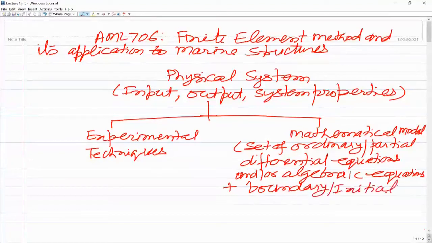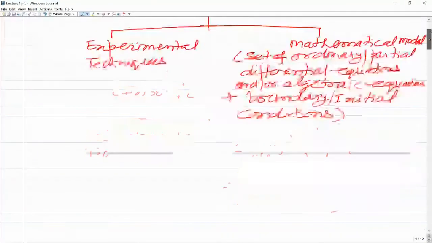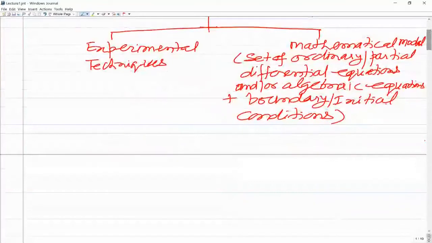So this is what we are going to do in the course: this mathematical model, which is a set of ordinary and partial differential equations, algebraic equations, plus boundary and initial conditions. Of course, this we derive from the physical laws governing the physical system. So for example, for mechanical systems, we use equilibrium equations, equilibrium of forces and moments, essentially to arrive at the mathematical model.